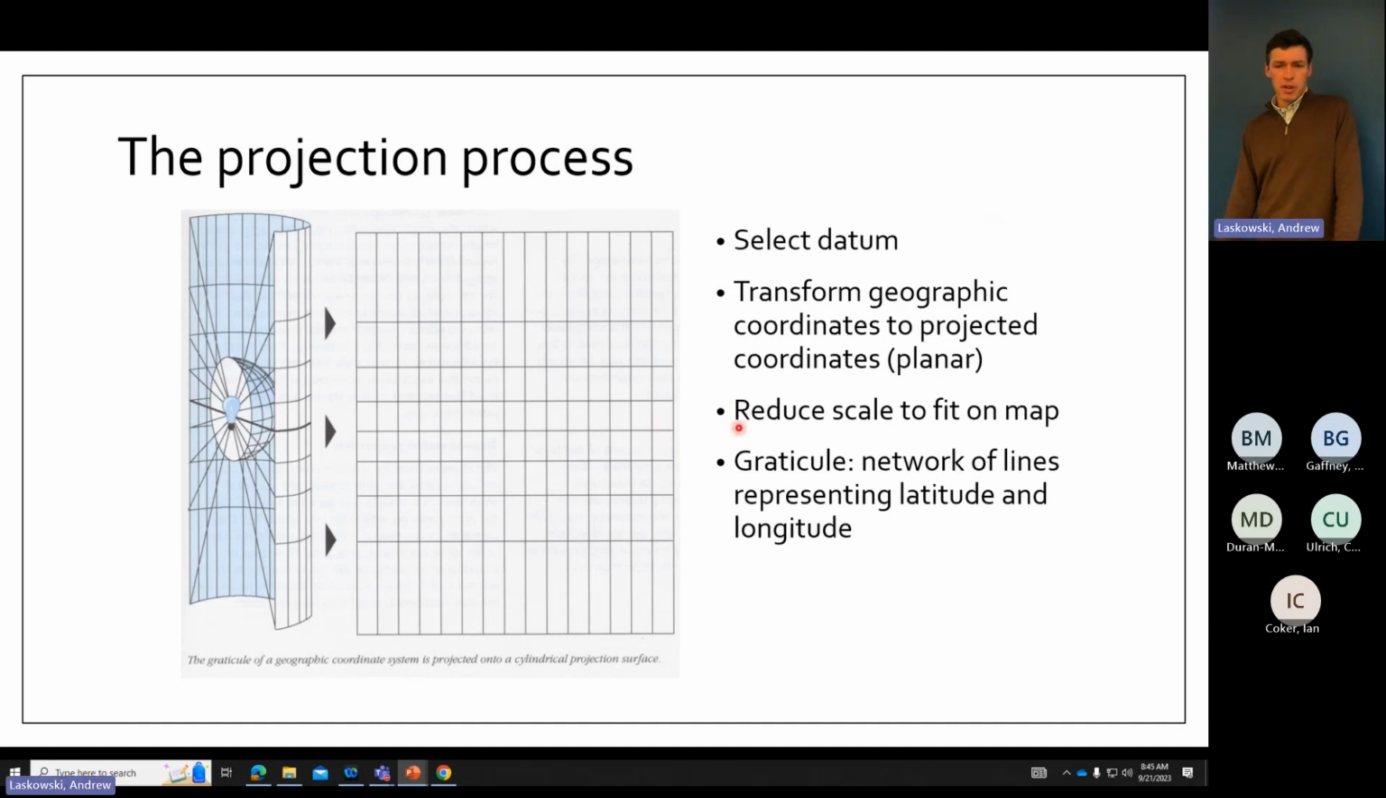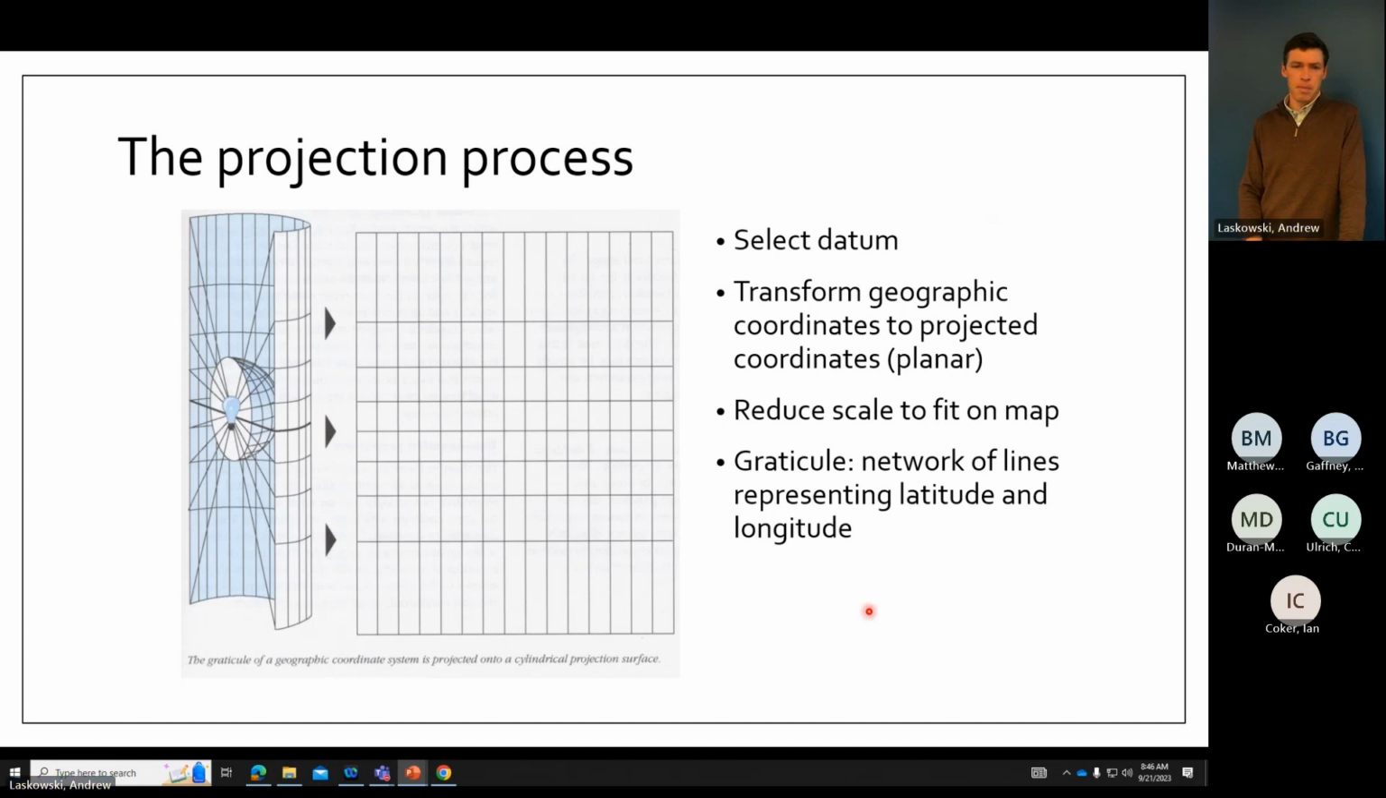And just a vocabulary term for you, you'll see come up in various places is graticule. This is the network of lines representing latitude and longitude. So instead of referring to these as latitude, longitude grid lines, we shorten that down to graticule. If you want to add one of these to a layout in ArcGIS Pro, you need to go to the graticule options. That's what it's actually referred to as in the software.